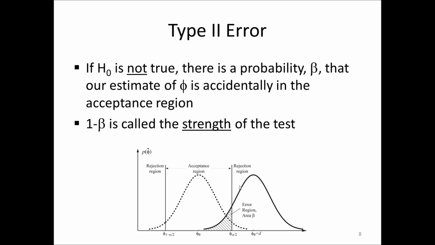So this leads to something called type 2 error. And this has a probability of beta as indicated in the plot here. So the area of this is called beta. 1 minus beta is called the strength of the test. And the test should be designed so that the strength is as large as possible. That is, the probability of a type 2 error is as small as possible.